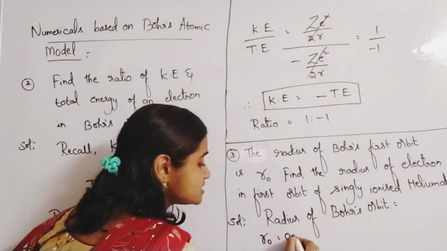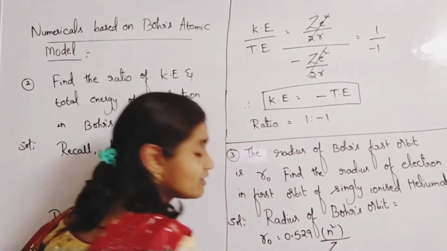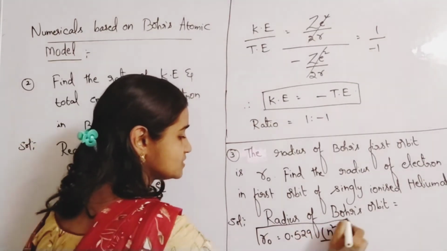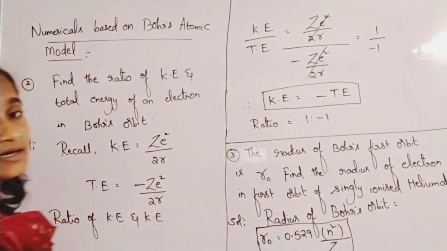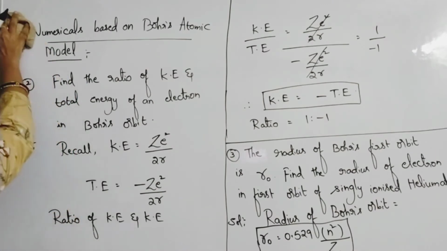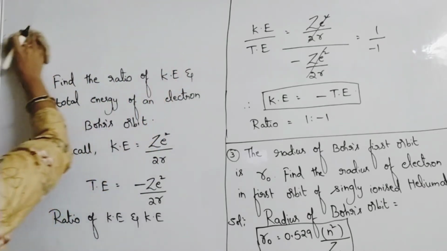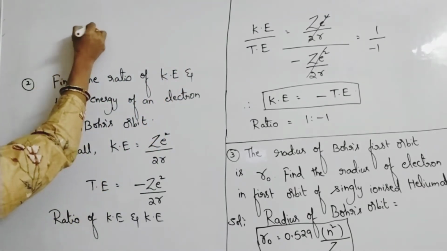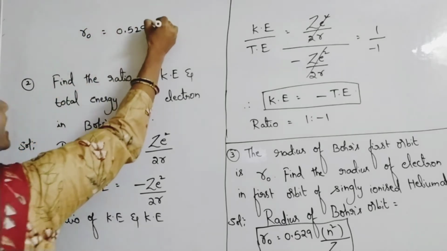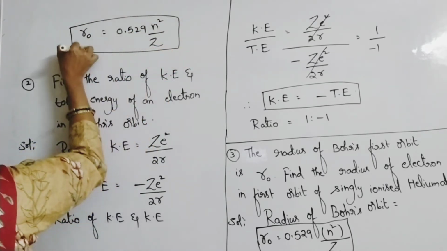R0 is equal to 0.529 into n square by z. I think you cannot see it here, so I'll write the formula on the top. R0 is equal to 0.529 into n square by z. This is the formula for the radius of Bohr's nth orbit. Very important formula.